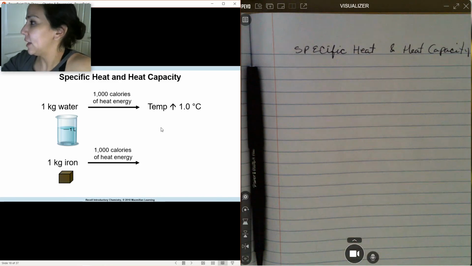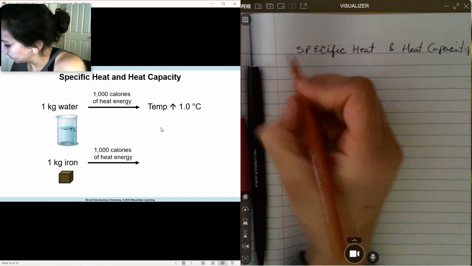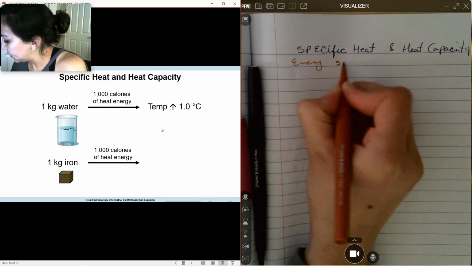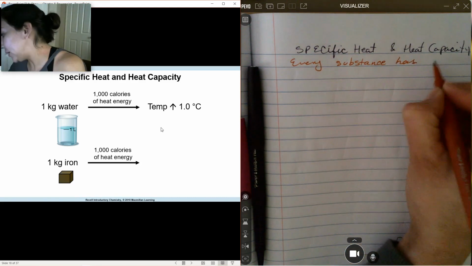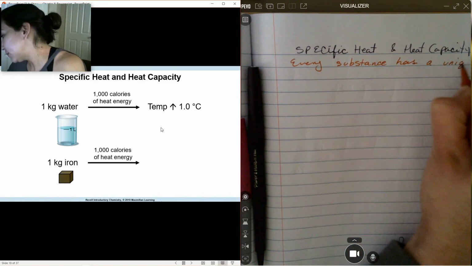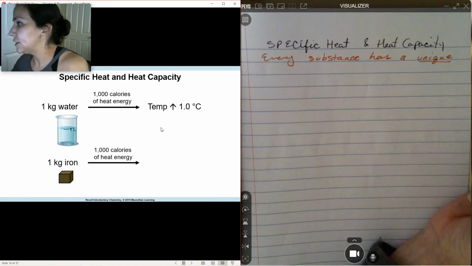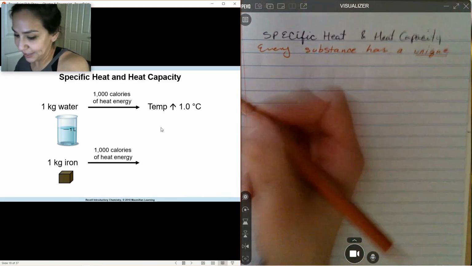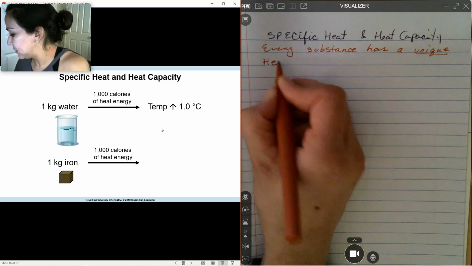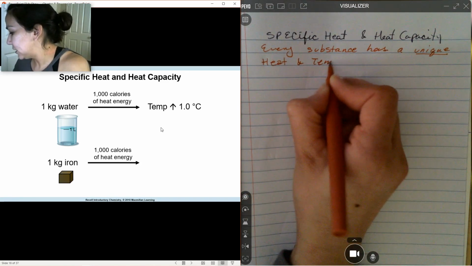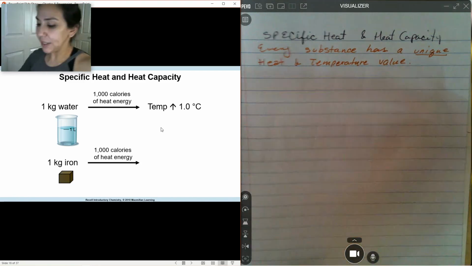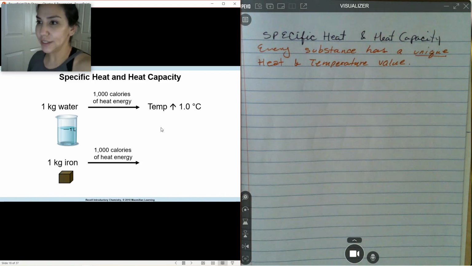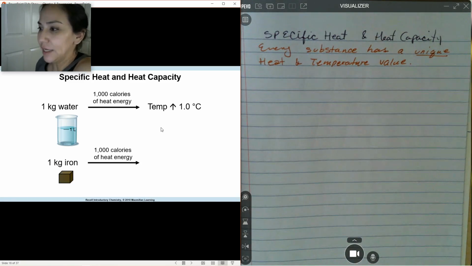So let me write that, what I just said. Every substance has a unique heat and temperature value. So that means we could look up a certain substance and be like, oh, that's the specific heat of that specific substance. Okay.